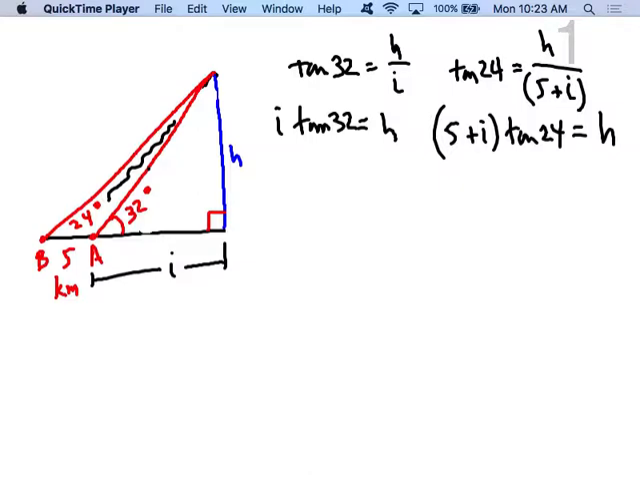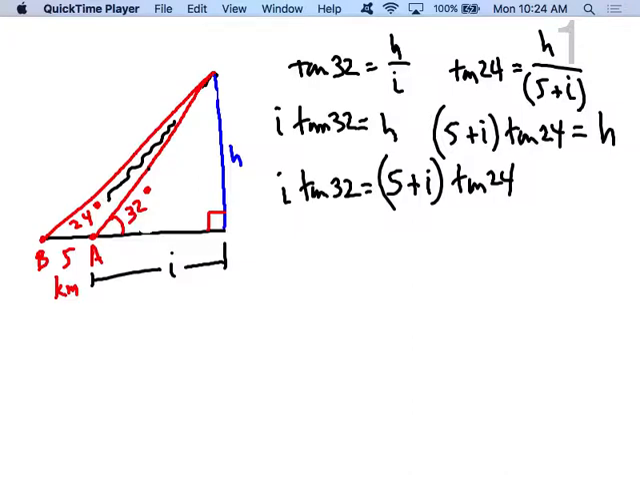I heard somebody say it. Set them equal. They're both equal to h. Set them equal. i times the tangent of 32 is equal to 5 plus i times the tangent of 24. Okie doke. Things are going well so far. Notice I'm not plugging in the tangent of 32 nor the tangent of 24. I'm waiting to the end of the problem to get my answer as correct as possible.